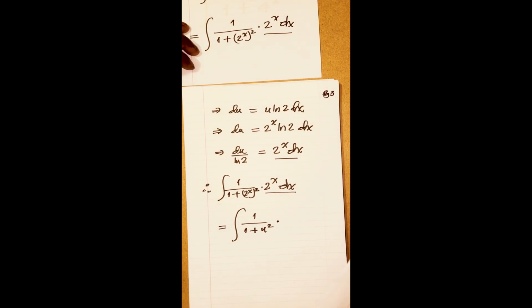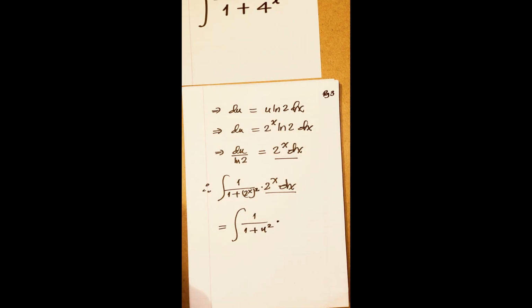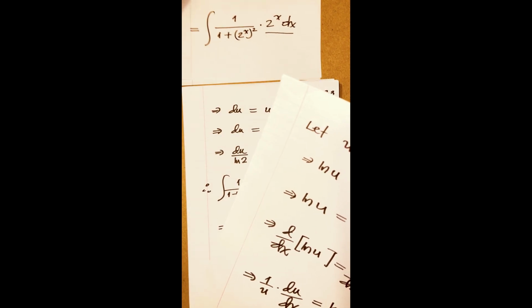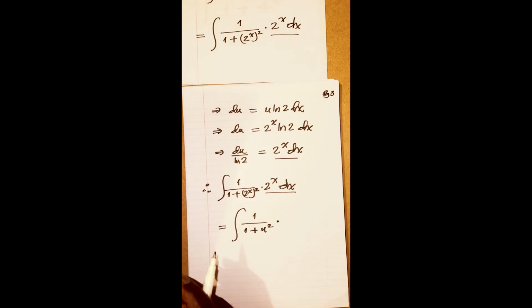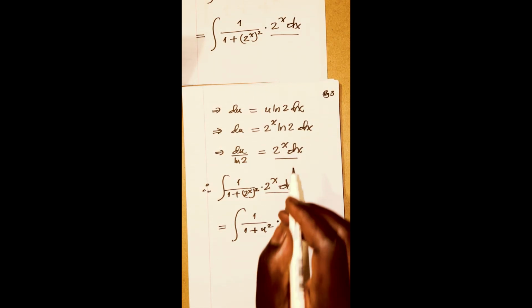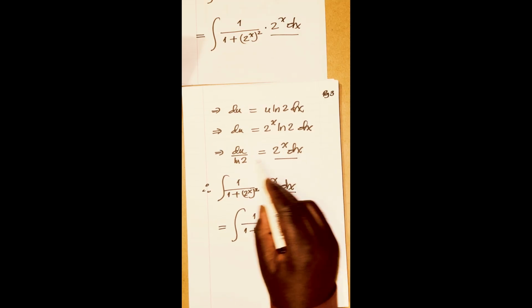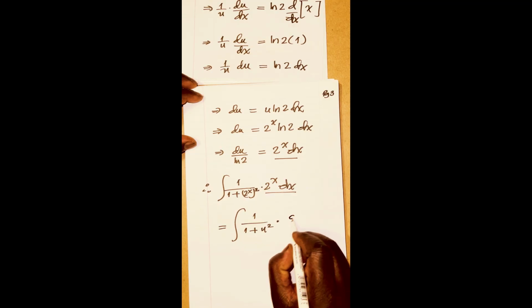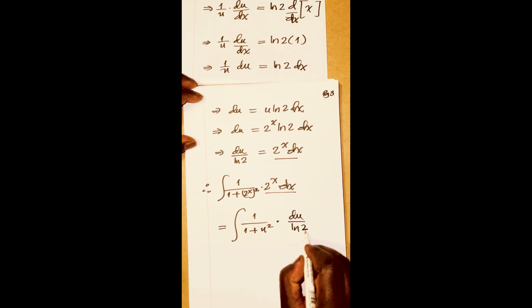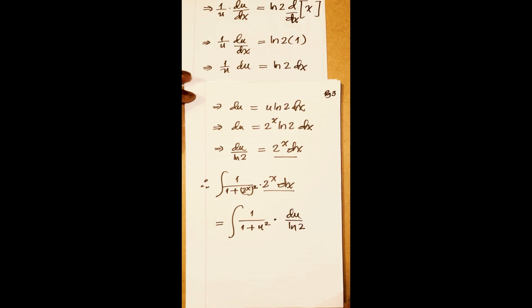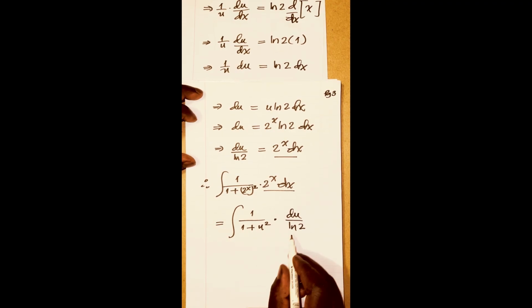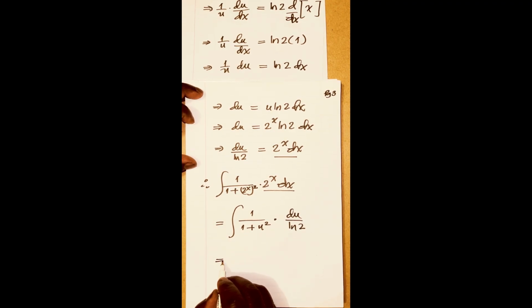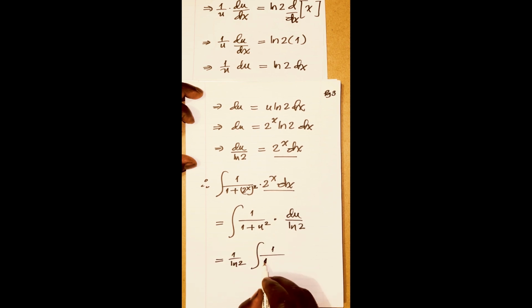I just showed you on this page here, let me check where we are. So here it is. 2 to the power x dx is just du over natural log of 2. So I'm bringing du over natural log of 2 there. And then I take natural log of 2 to the left, out of the integral. Remember it's dividing. So this is the same as 1 over natural log of 2 times the integral of 1 all over 1 plus u squared du.